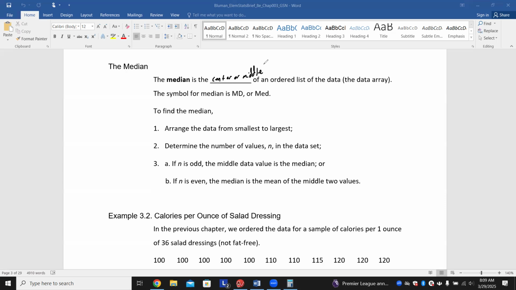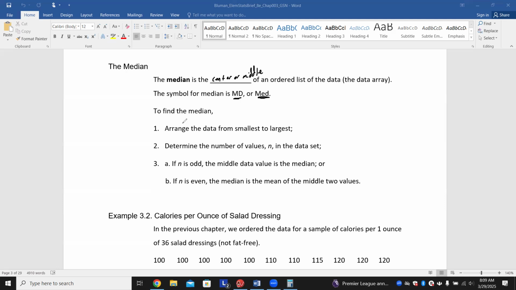So you have to put the numbers from least to greatest, and then figure out what the exact middle number is of that data. And now you have the median. The median symbol can either be MD or MED, right? I typically see more MED, but you could see MD in your textbook as well.